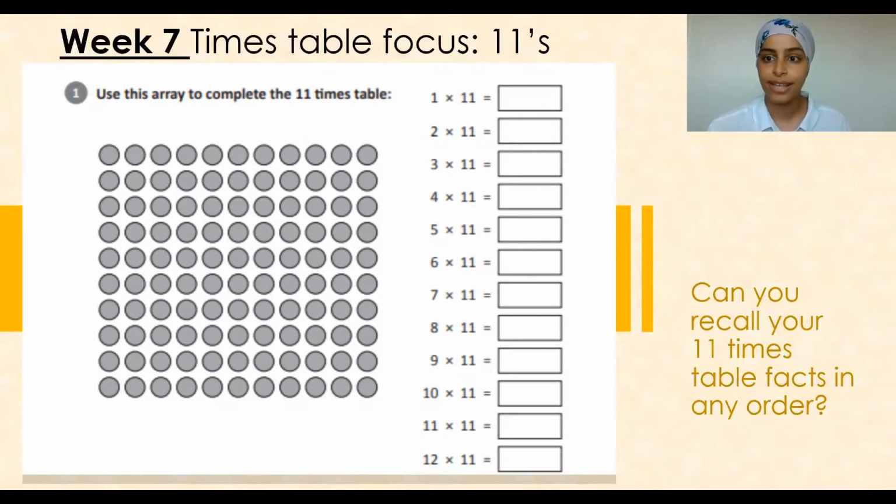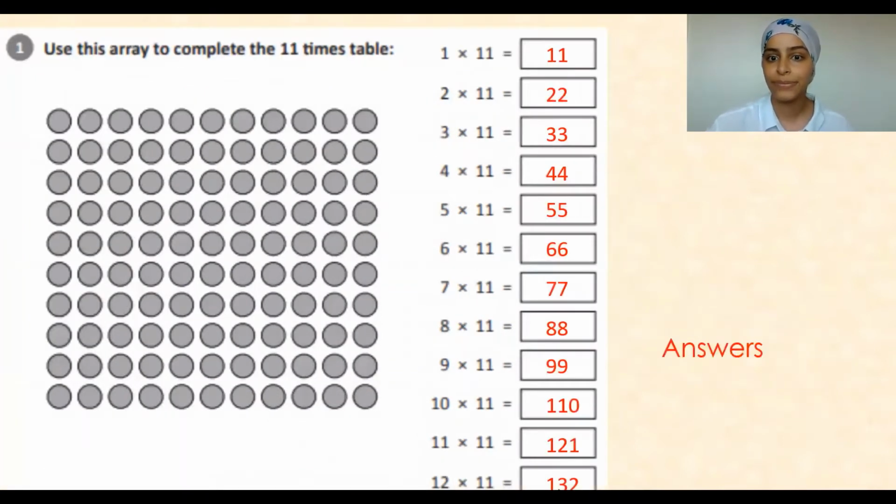Okie dokes. Let's check our answers. Okay, so here are your answers. Mark through your work and check how much you got out of 12. You can keep having another go at this and keep practicing with this as well. Okay, and so remember as well that multiplication facts are commutative, which means that it doesn't matter what order it's in. It could be 2 multiplied by 11 or 11 multiplied by 2, but our answer remains the same.